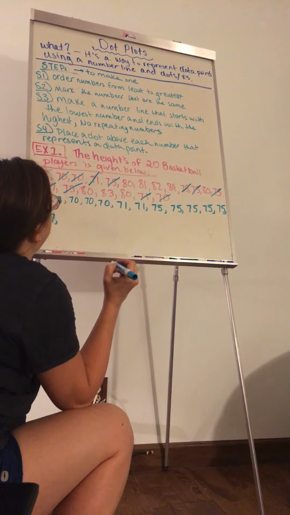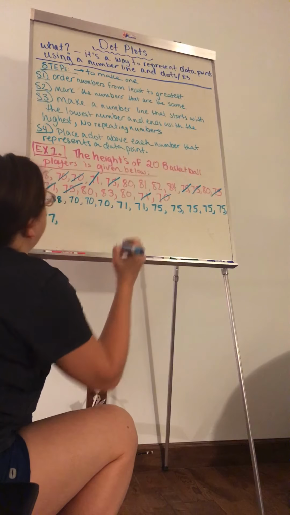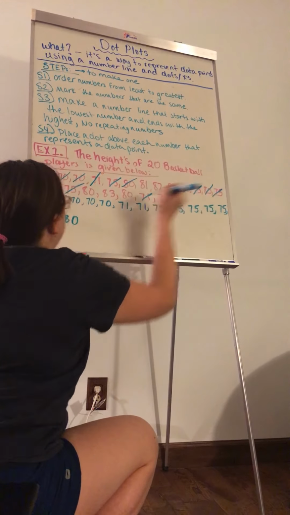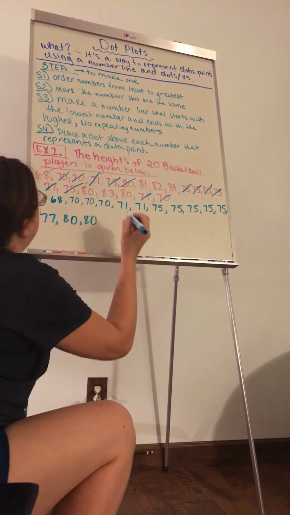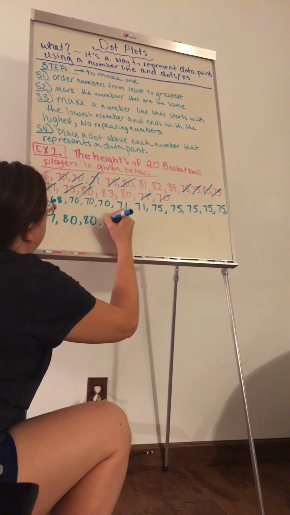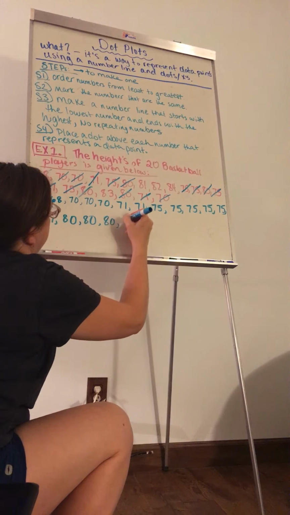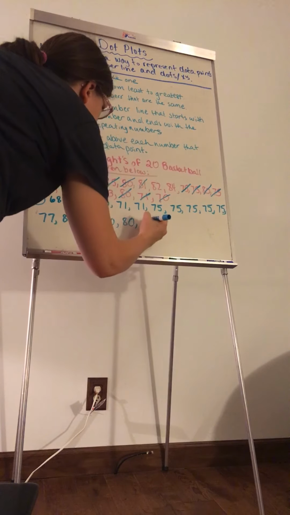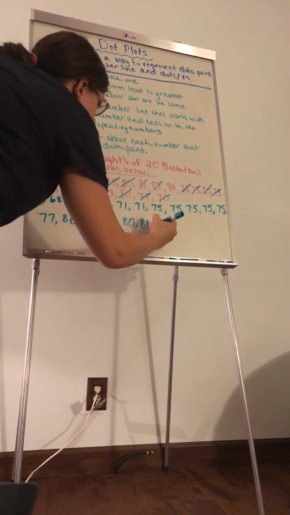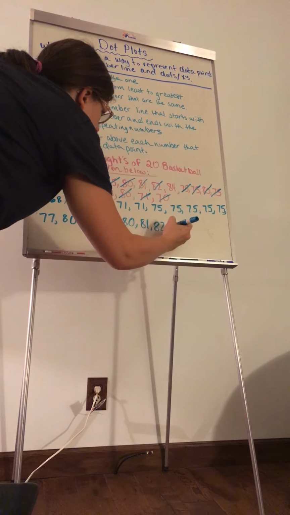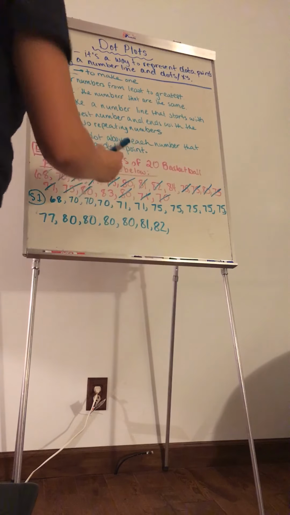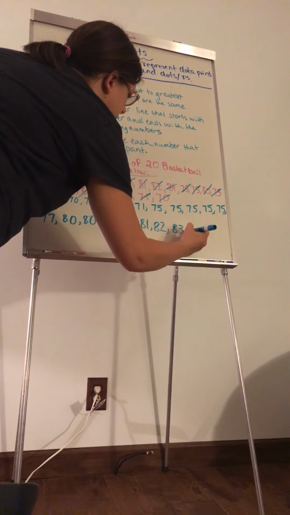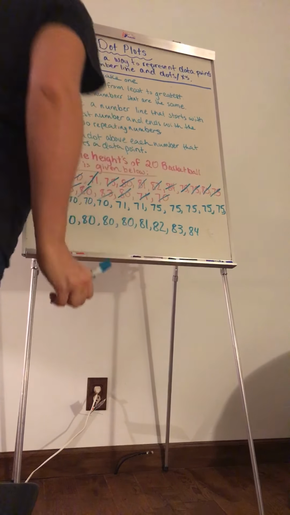78. I don't see that. 79. No. 80. Another 80. Another 80. And one more. Okay. Ooh, now 81. 82. And 83. And 84. Okay, so that is step 1.